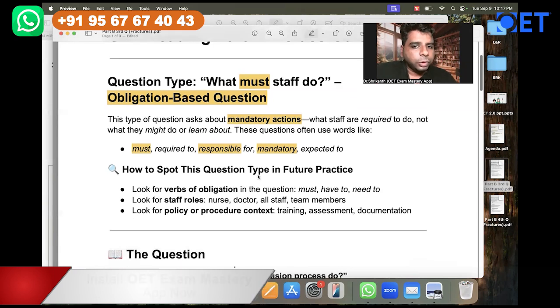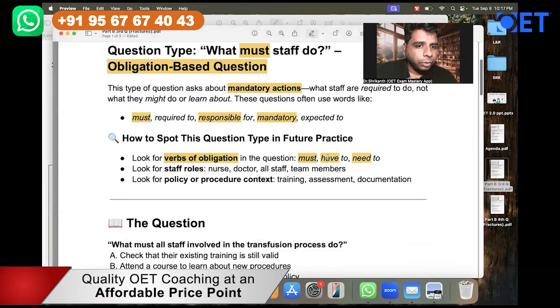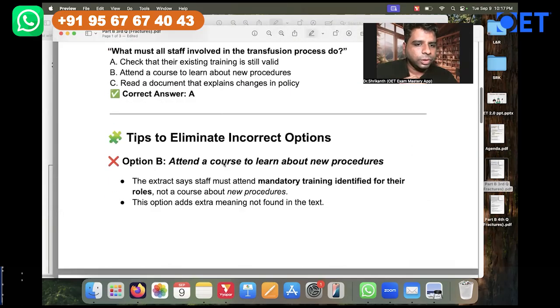So how to spot this question type? So look for verbs of obligation. Okay, must. This is the most common word. Need to. That you have to do this. Okay, you can give importance to these type of verbs, right? So this is the question over here.